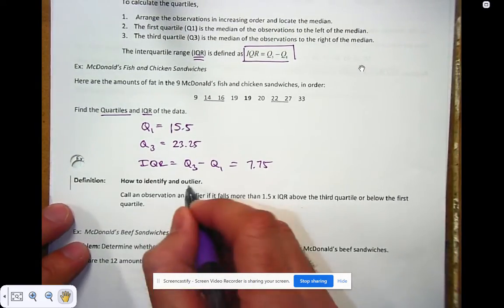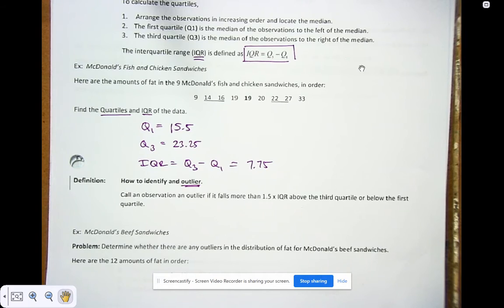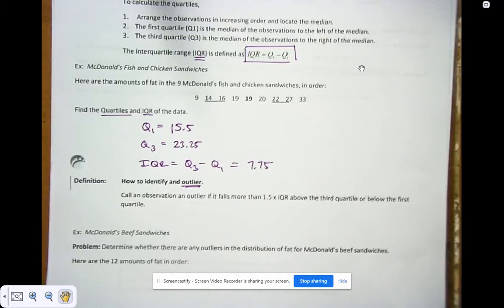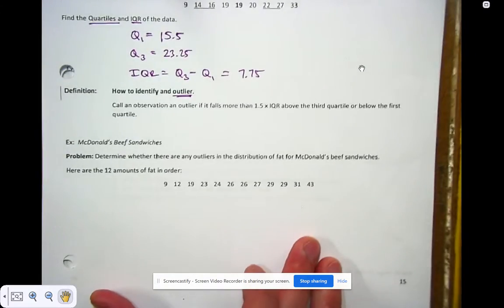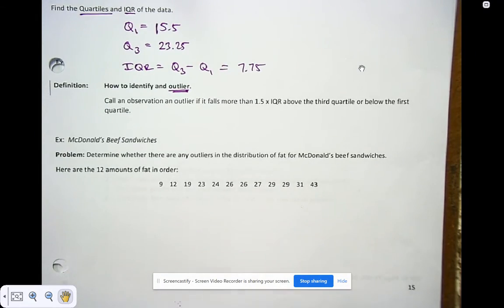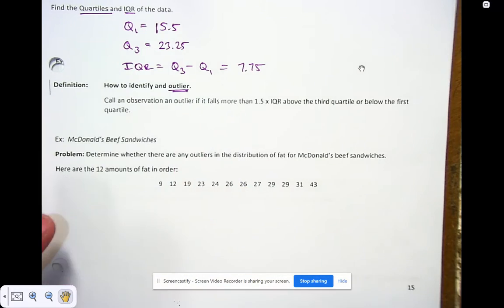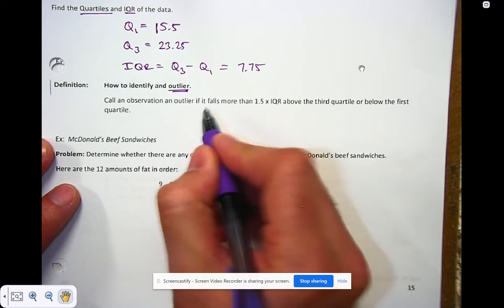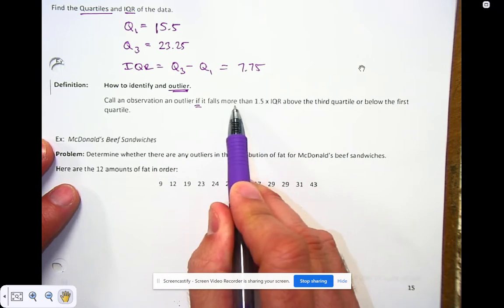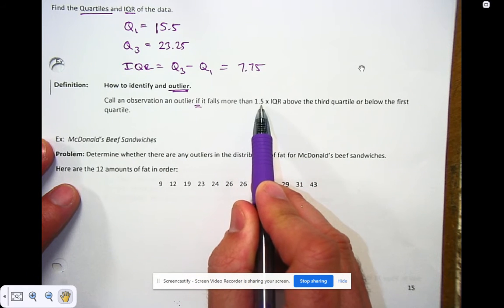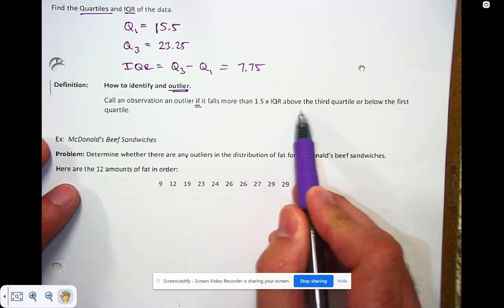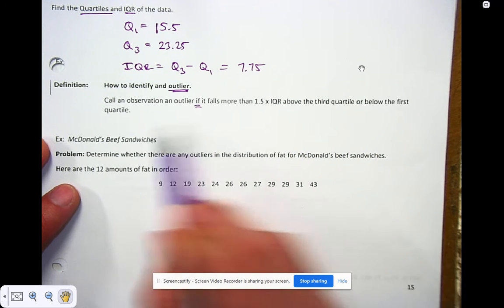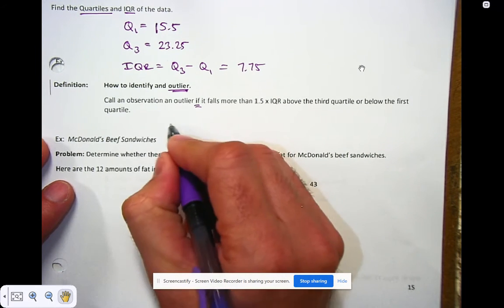Well, here we go, right? At this point, all we've been able to say is that, hey, it looks like there's a possible outlier in that data set. Now I'm going to give you an official way to find out if it is in fact an outlier. Okay, so it says call an observation an outlier if it's more than 1.5 times the IQR above the third quartile or below the first. That is confusing.